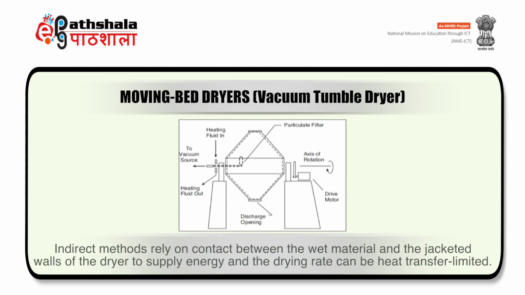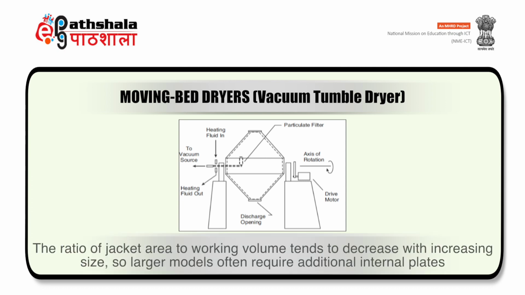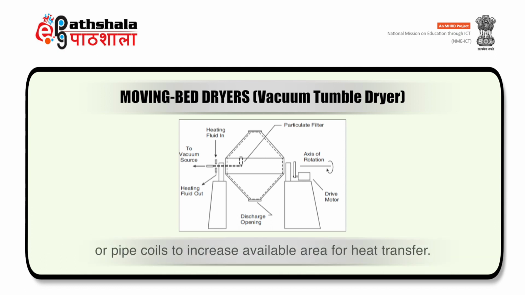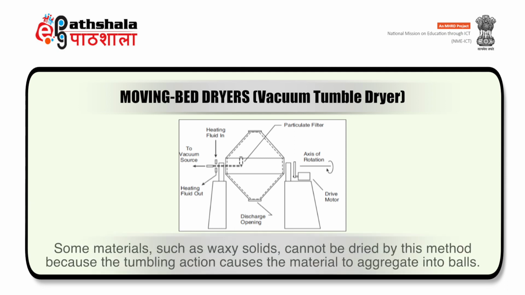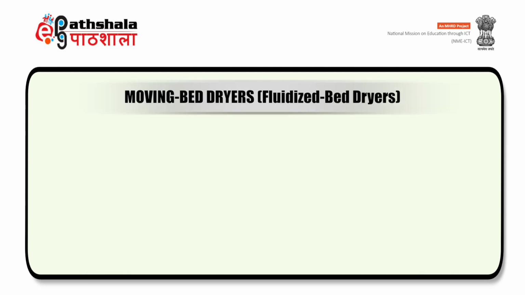Indirect methods rely on contact between wet material and the jacketed walls of the dryer to supply energy, and the drying rate can be heat transfer limited. The ratio of jacket area to the working volume tends to decrease with increasing size. So, large models often require additional internal plates or pipe coils to increase the available area for heat transfer. Some materials such as waxy solids cannot be dried by this method because the tumbling action causes the material to aggregate into balls. Now we come to the fluidized bed dryers.